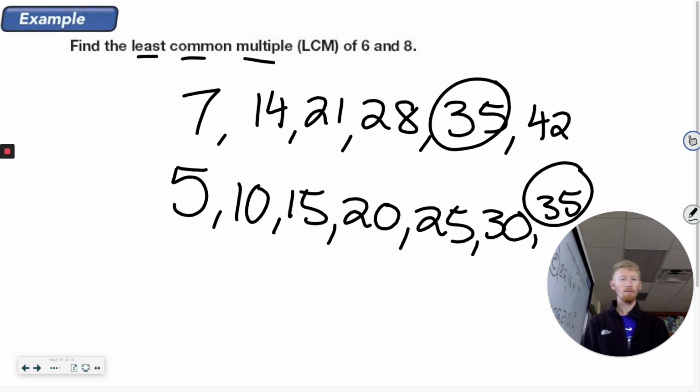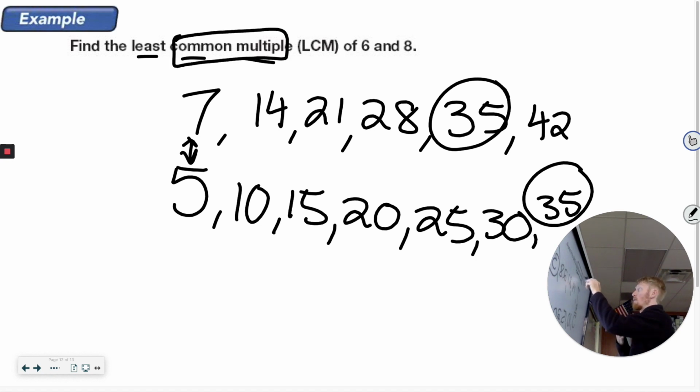Now be careful, because when you multiply two numbers together, like 7 and 5, sometimes that is the least common multiple of the two, but sometimes it is not. So when asked to find the least common multiple, don't just multiply them together. That will be a common multiple if you do that, but it might not be the least common multiple.